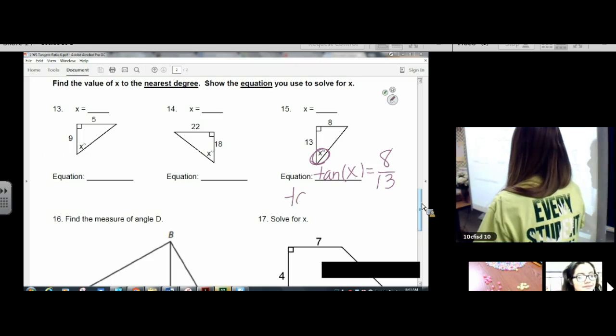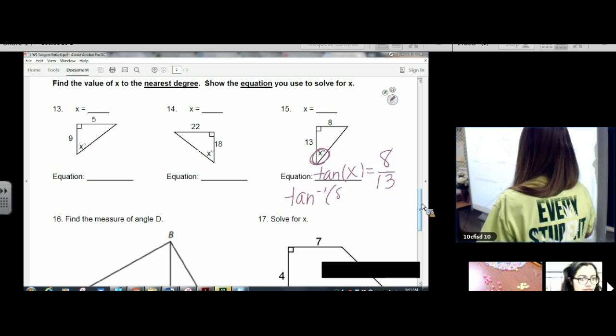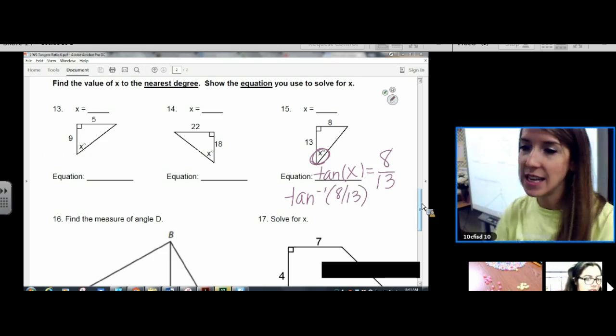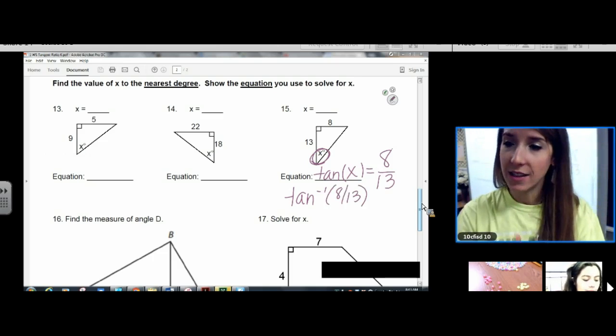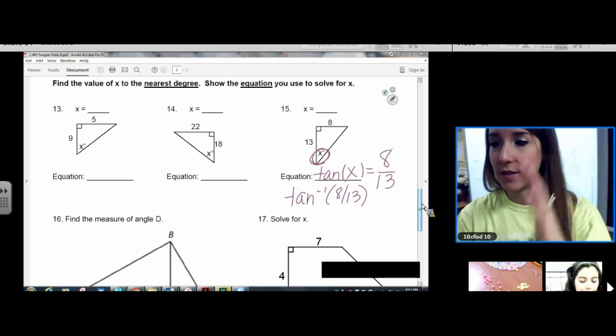All right, how do you get X out of the trig function? The opposite of tangent is inverse tangent. So you press second, tan, and then you type 8 divided by 13.